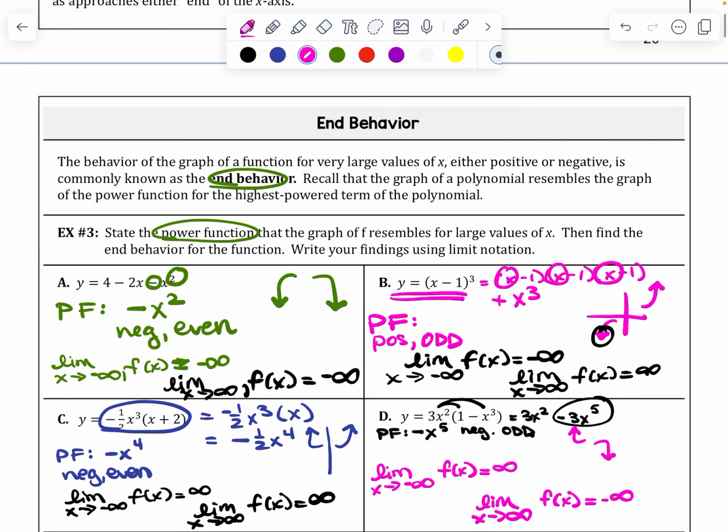All right, that's all we're going to do for part 1. We'll start with average rate of change for part 2 next time.